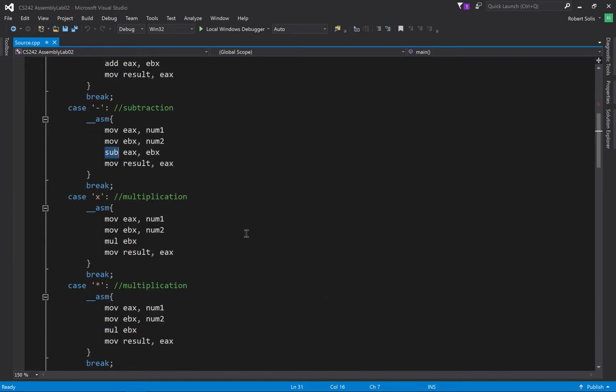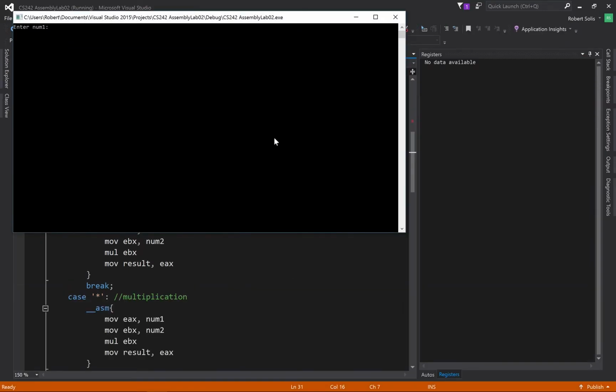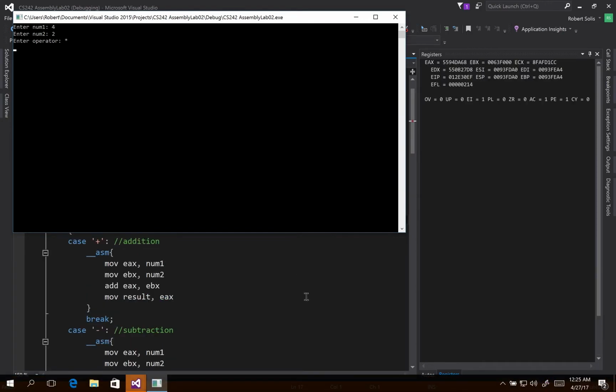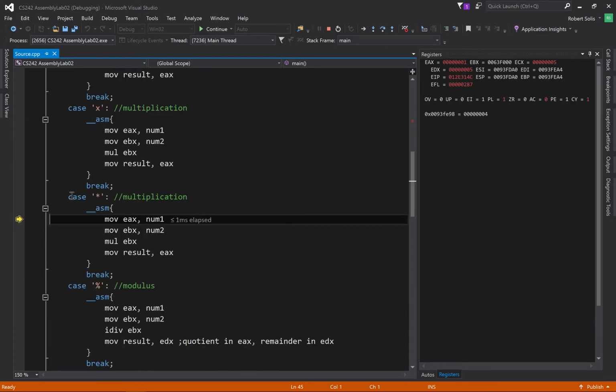Let's deal with multiplication. Now really, this is just two of the same sets of code. We don't know if the user is going to enter X or the asterisk to represent multiplication. So let's see what happens if I run a program here that says what is 4 times 2, and I'll just use the asterisk. So this is really going to multiply 4 times 2, which of course is 8. Let's see what happens. So now I'm going to step, and as you can see, it takes me right to this appropriate case where I have an inline assembly program.